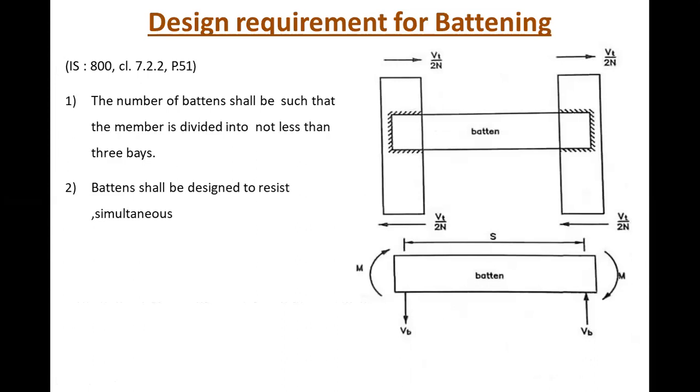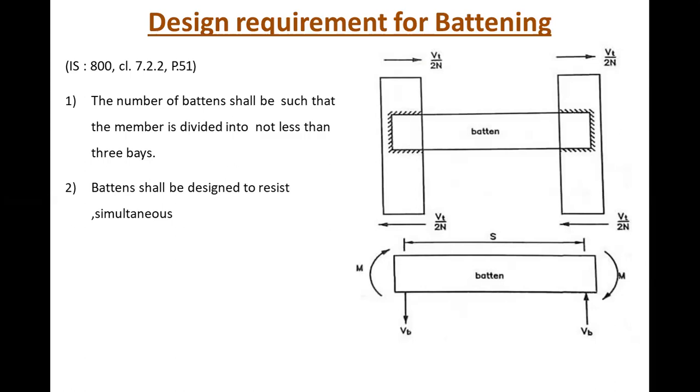Next we are going to the design requirements for battening. What are the design requirements for battening? Here one case is given, right? There are two columns, and the center is provided with battens which are fixed to the columns. In IS 800 clause 7.2.2, page number 51, the first criterion is that the number of battens shall be such that the member is divided into not less than 3 bays.